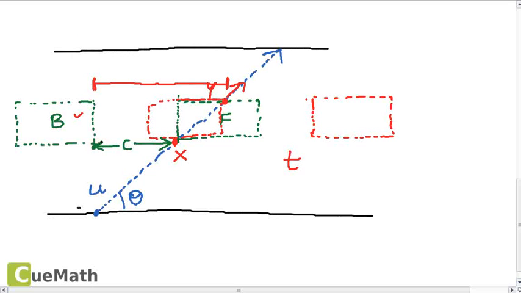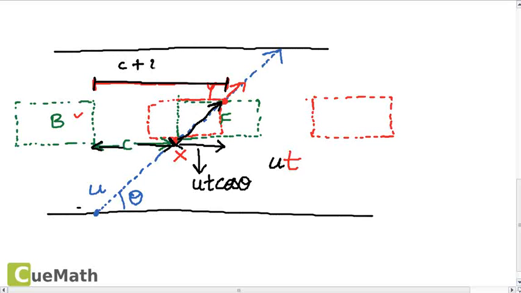So we have, this is C, and this distance here would be the projection of the distance covered by the squirrel on the risky part, the x projection of that. If t is the time taken to cross the risky part, then ut is the distance traveled by the squirrel along the risky part. That means this projection here is ut cos theta, so this red segment here is C plus ut cos theta.